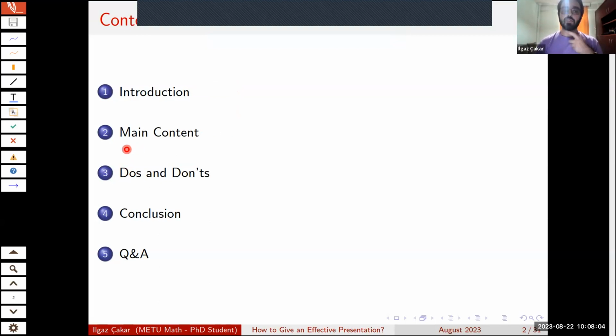Since the main content is the most important part, I will give some do's and don'ts after the main content. It is pretty self-explanatory. You either do this or don't do this. And after that, we will briefly talk about how to conclude your presentation, how to give a summarization of your talk. And finally, we will talk about the Q&A session, where you will accept questions from your audience and how you should try to answer them.